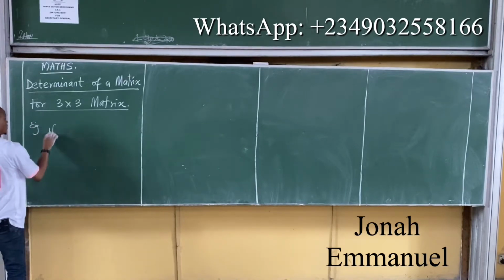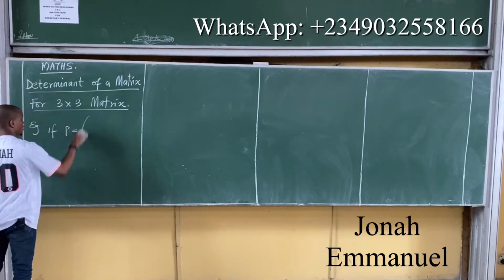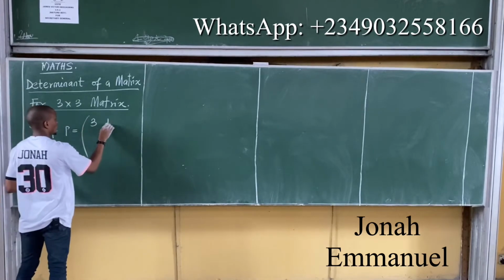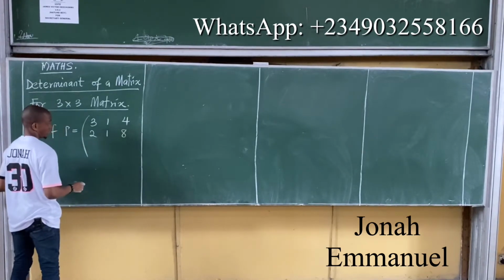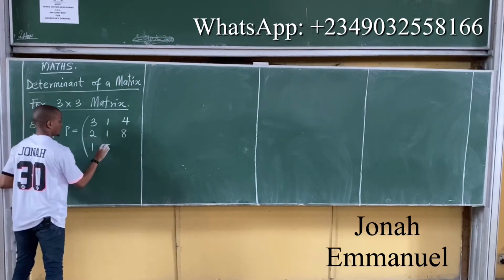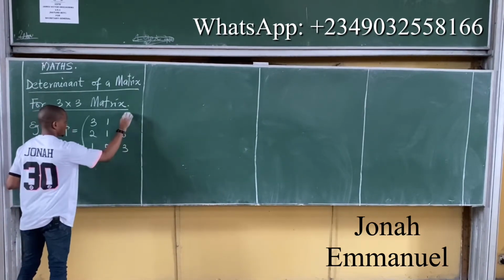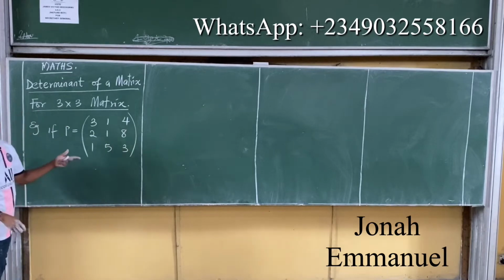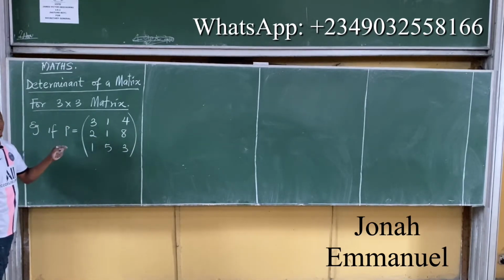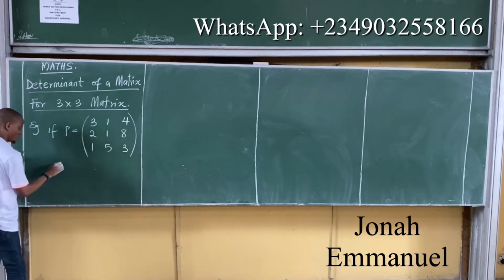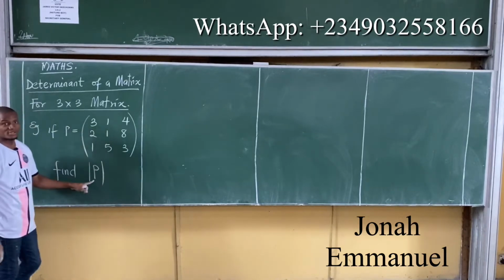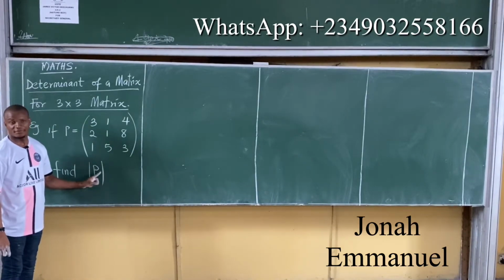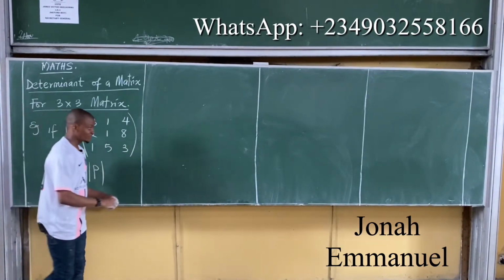Example: if P is equal to 3, 1, 4, 2, 1, 8, 1, 5, 3. So of course this is a square matrix, right? Why? Same dimension, 3 by 3. Find this. What does this mean? Determinant of P. Find this. Alright, solution is.